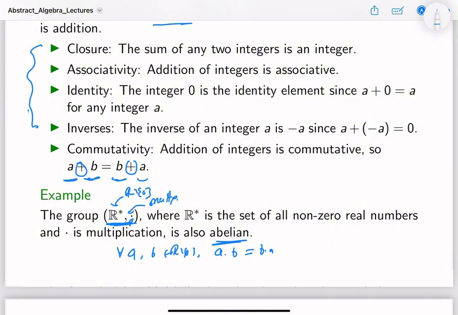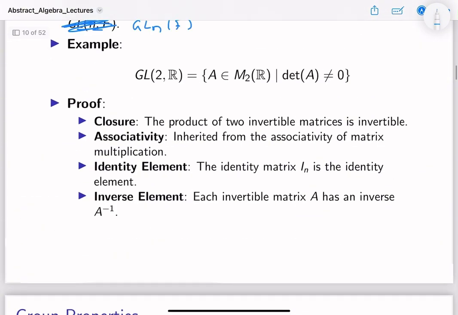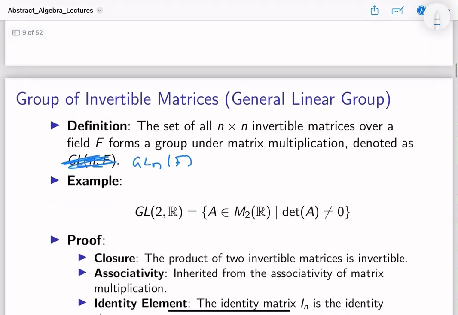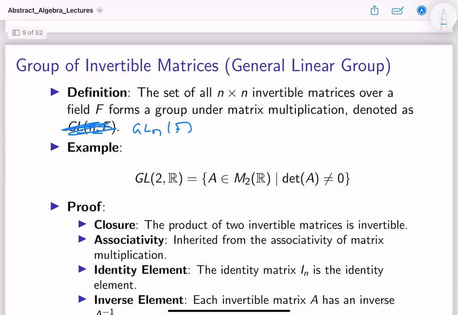So I remind you of two groups that we talked about. For example, the group GLN is not abelian. And when we say it is not abelian, it's when it is equipped with the multiplication operation. Let me just tell you the reason why GLN is not abelian.